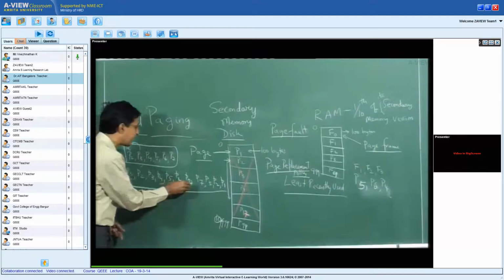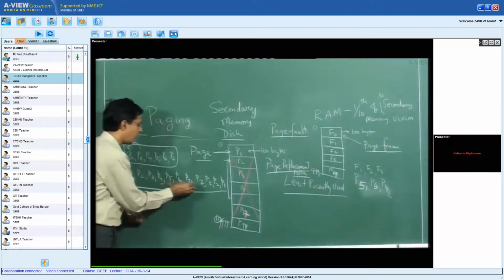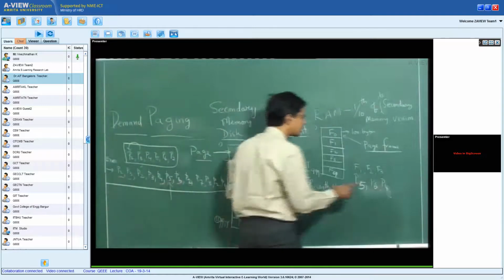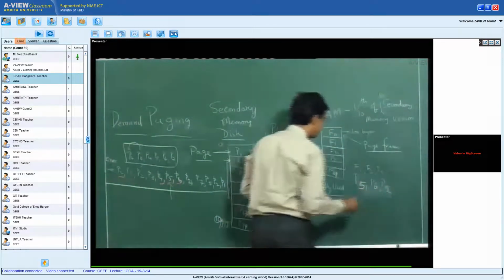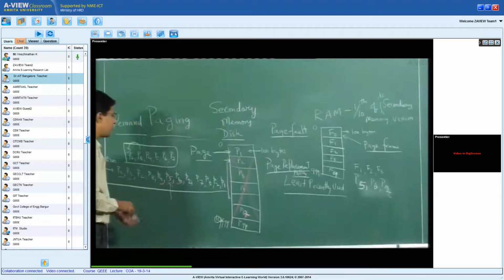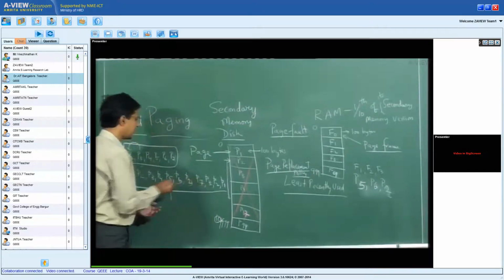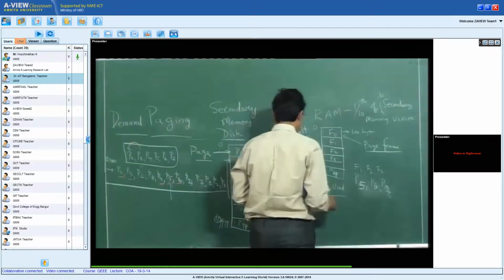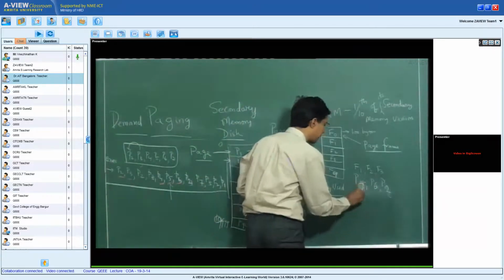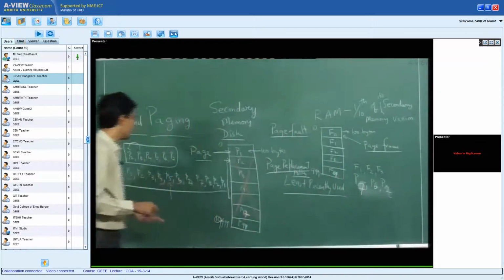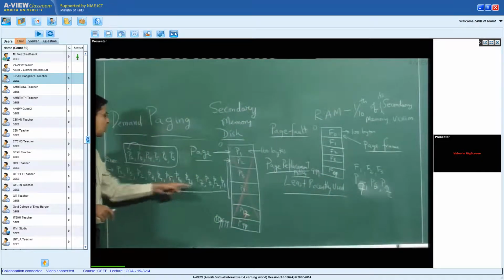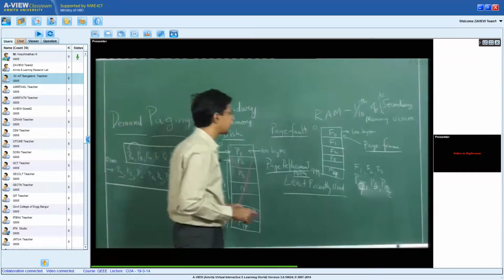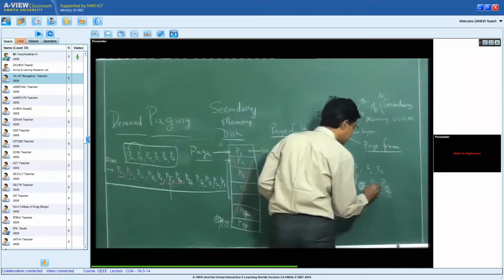Then now again I get P2. So among P4, P5 and P6, P4 is least recently used, so that gets replaced by P2. Now P7 comes, out of P5, P6 and P2, P5 is the least recently used and that gets replaced by P7. Now P3 comes, out of P6, P2 and P7, P6 is the least recently used and so that gets replaced by P3.